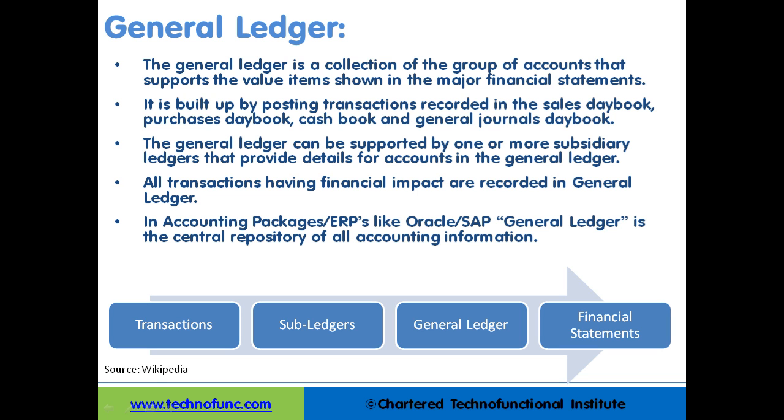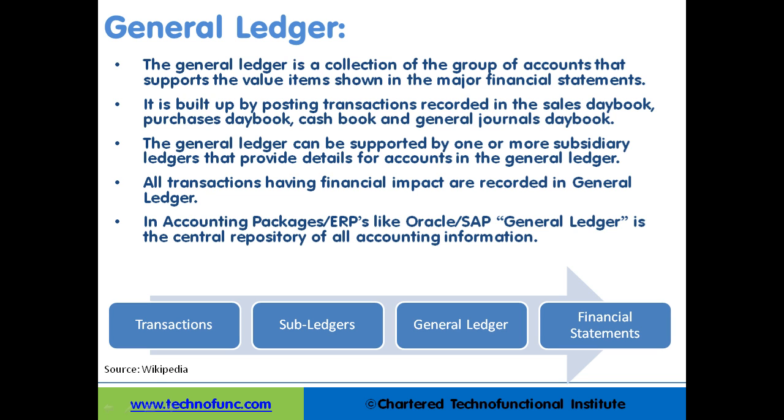Business enters into many activities and transactions throughout the day. It is not necessary that all activities have financial impact. For an example, if a company issues a purchase order for buying certain goods, no financial transaction has happened unless the goods are delivered and invoice is raised on the company issuing the purchase order. All transactions that have financial impact are recorded in General Ledger.